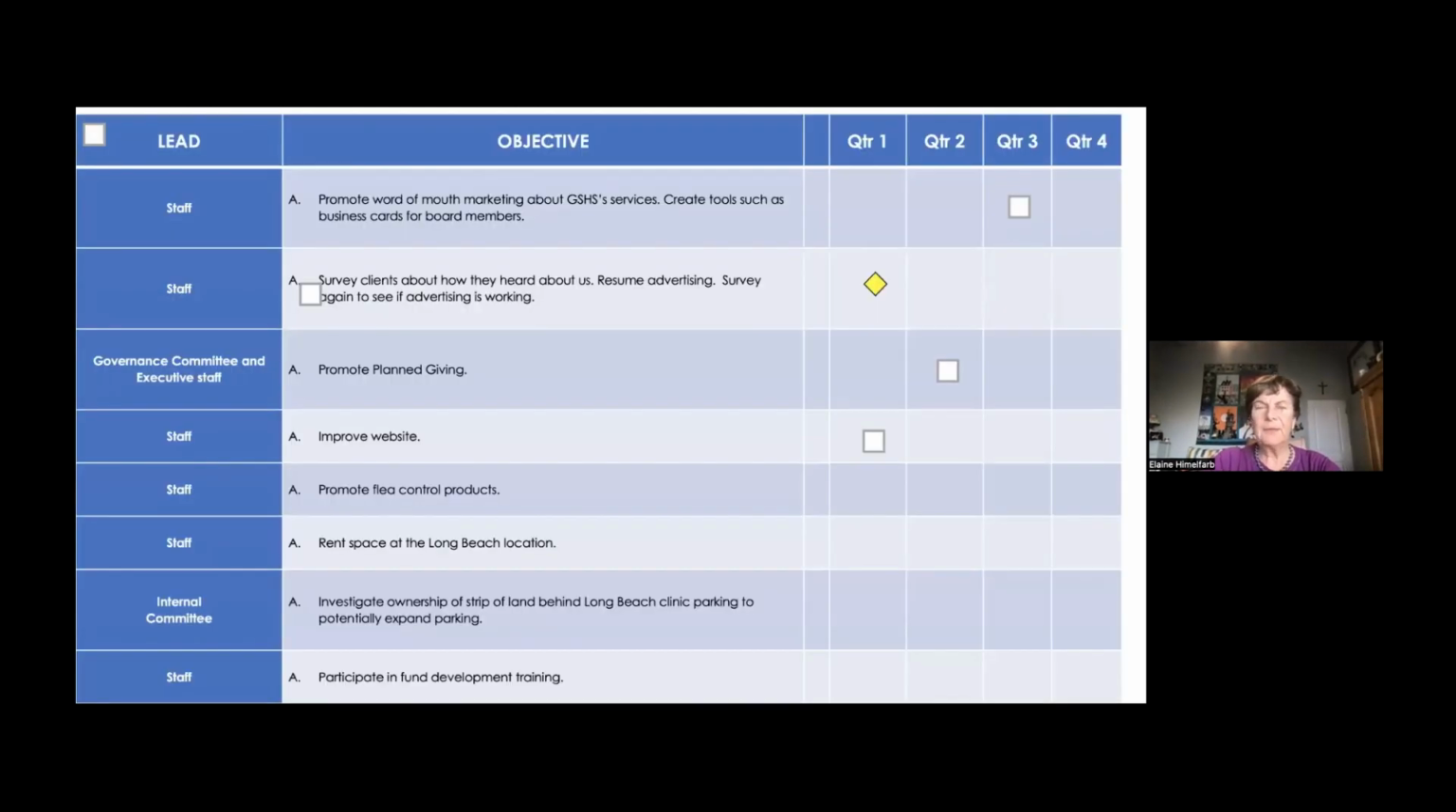And this was just one way to do a dashboard. Let's say an objective for our strategic plan was to promote word of mouth marketing of services, and create tools, business cards for board members. Staff's responsible, Q1, it wasn't done, and it was checked off. I can't see it on my screen. Q4, done, right? And this one was completed Q1, survey clients about where they heard about the organization, done. So everybody sees the progress, and you can feel good about checking that box off that everybody sees on a dashboard.